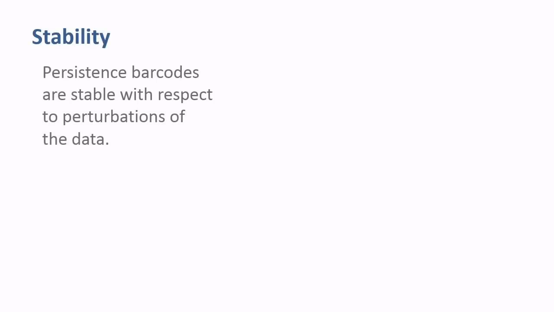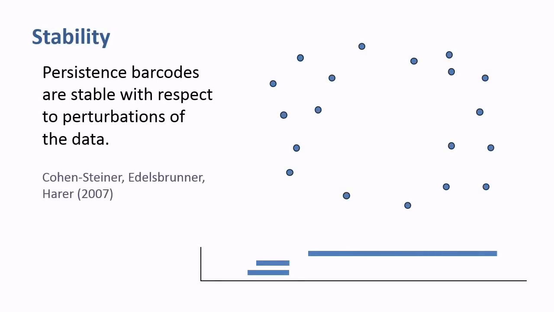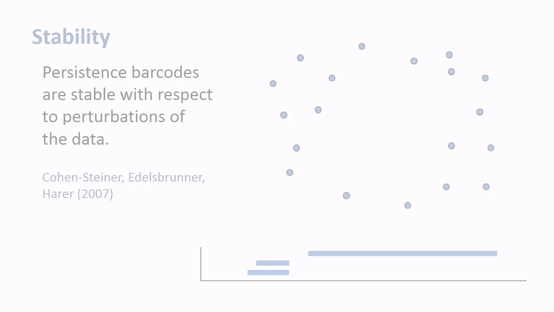A key property of barcodes is that they are stable under perturbations of the data. In other words, if you adjust the points a little bit, the barcode only changes a little bit. This stability is important in applications in which measurements always have some margin of error.